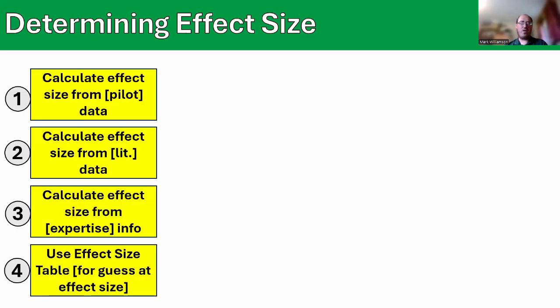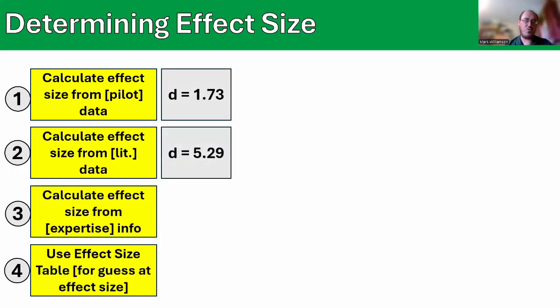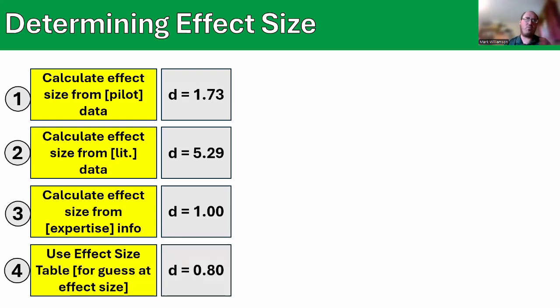So with that, I had four different strata, four different ways to determine effect size based on what data I had. I was calculating the same thing, difference in means divided by standard deviation, but how I got that information changed. So for the first one, I had pilot data. The d was 1.73. The second was from a similar study, 5.29. I used my expertise for the third one to get a d of 1.0. And then I had to guess because I had no information, hypothetically, for the fourth one, and I get a d of 0.8. So now let's plug that into G*Power to see how that translates into power or into sample size.